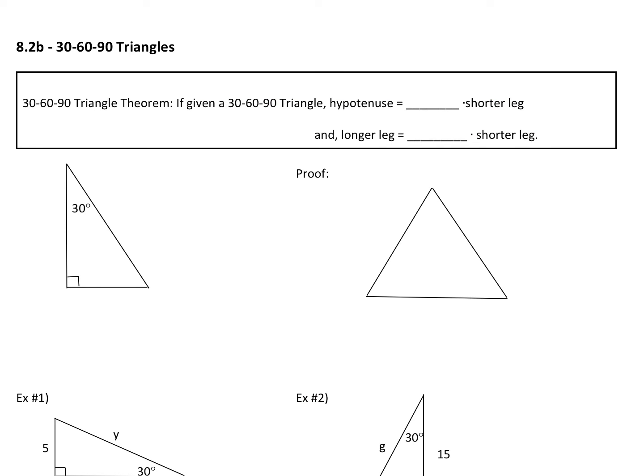So for 8.2b, we are doing 30, 60, 90 triangles. And again, just like the 45, 45, 90, those represent what in the triangle? 45, 45, and 90. 30, 60, and 90. Those are what in a triangle? They're angle measurements, yeah.